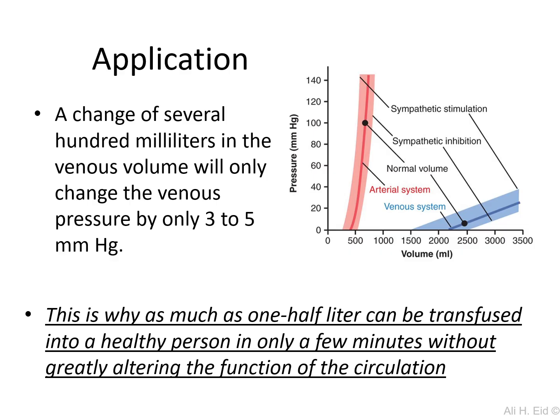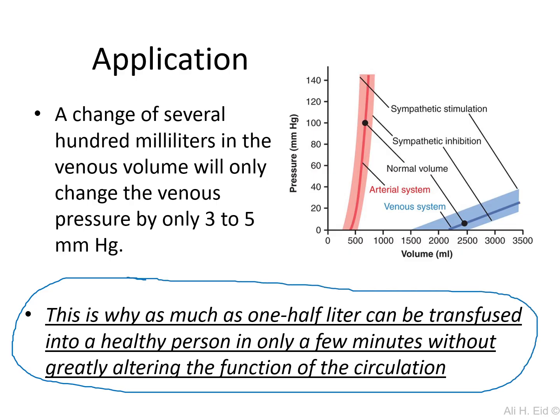One of the applications of the system that I mentioned is that a change of several hundred milliliters in the venous volume will change the venous pressure by only 3 to 5 millimeters of mercury. That is why as much as half a liter can be transfused into a healthy individual in only a few minutes without greatly altering the function of the circulation.